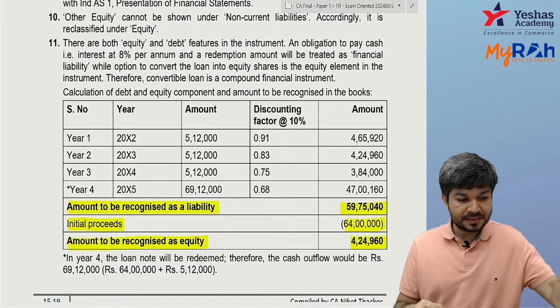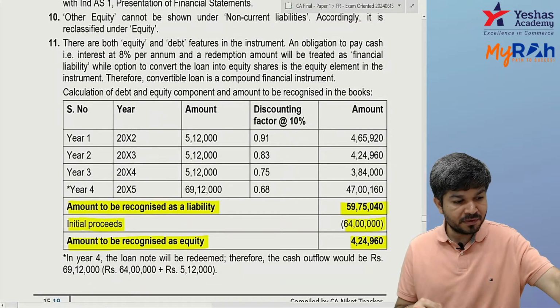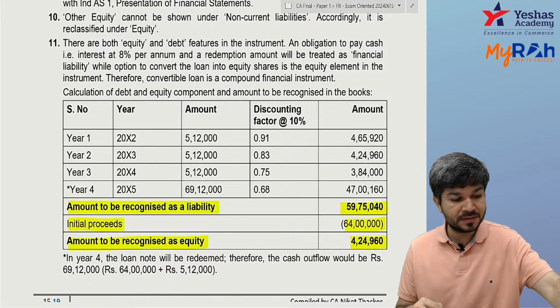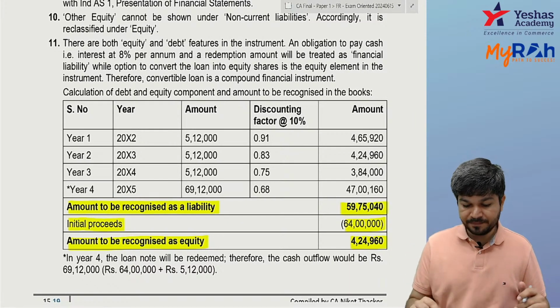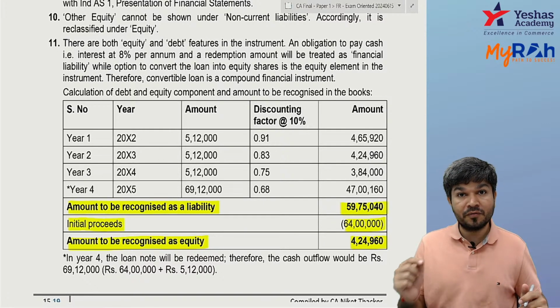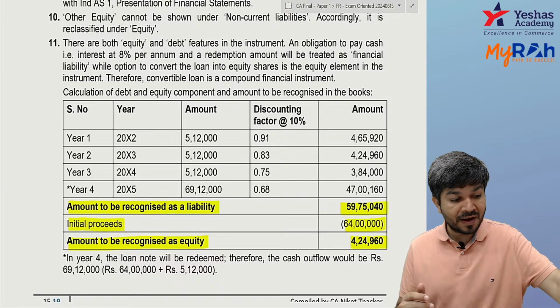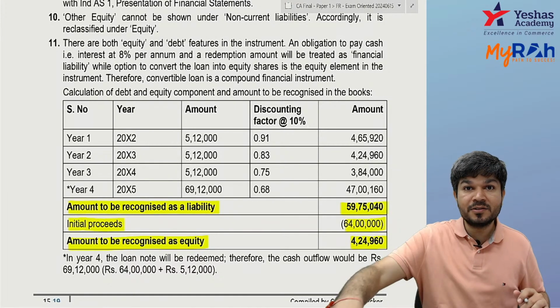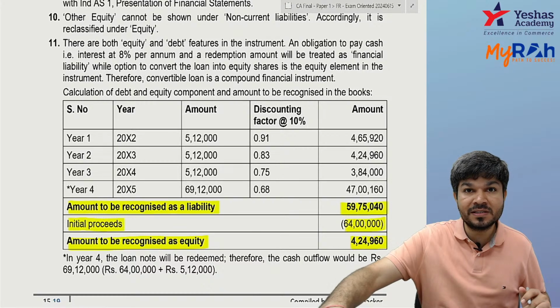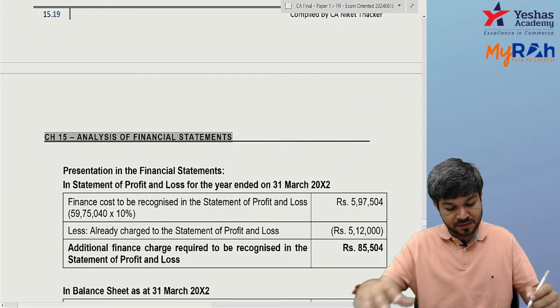Okay, now interest expense. We are paying 5,12,000. Interest expense will be 5,975,040 into 10%, which is 597,504. So interest accrued is this. What we paid is 5,12,000. Closing balance of liability is 60,60,544.